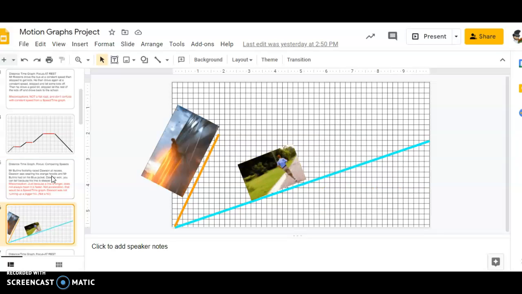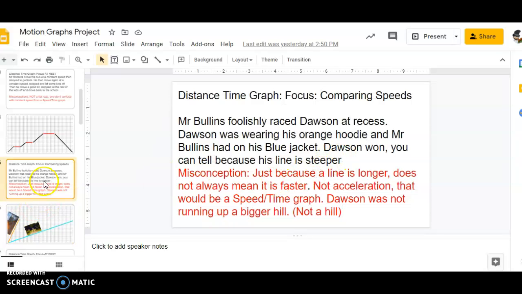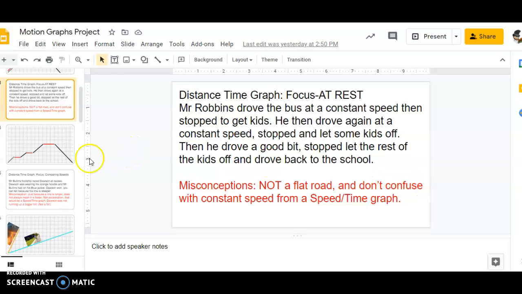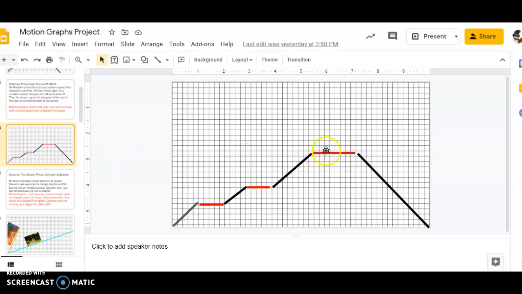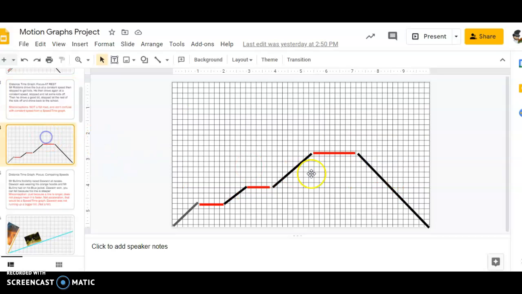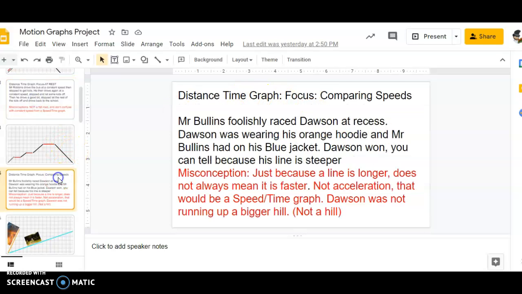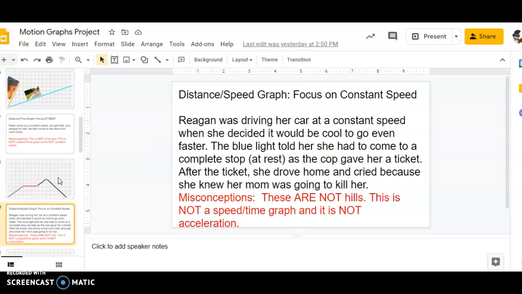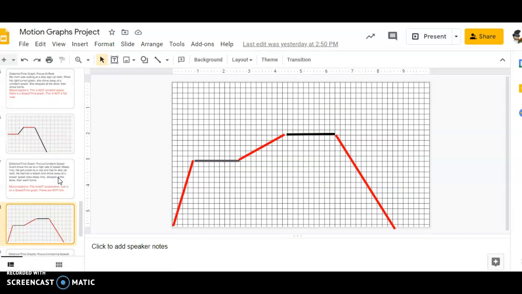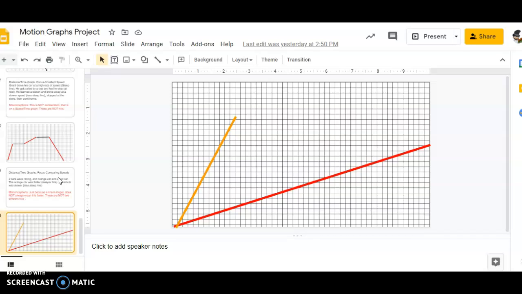So you can see how I have my misconceptions in red. And then they typically match up with what's going on in here. Not a flat road. Nope, that is not a flat road. This is not constant speed. It would be on a speed time graph, but this is, again, like we said, a distance time graph. And yesterday we said that today we were going to start looking at the three speed time graphs, and we are going to do that now.